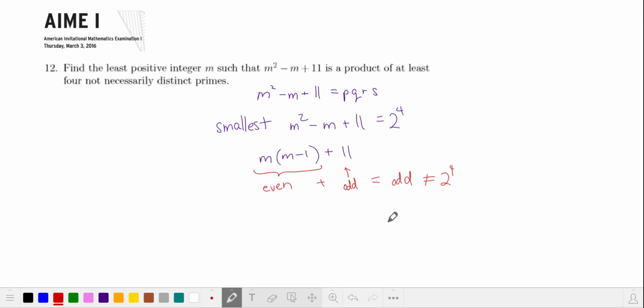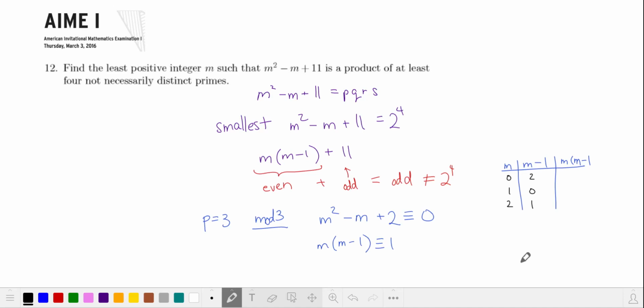This analysis in parity suggests that we can figure out whether this expression is divisible by a prime by checking to see whether the residual in the mod of that prime is equal to 0. So for example, if 3 is a prime that divides this expression, then the expression will be equivalent to 0 in mod 3. We replace 11 with 2, the mod 3 residual. This means m times m minus 1 is equivalent to 1 in mod 3.